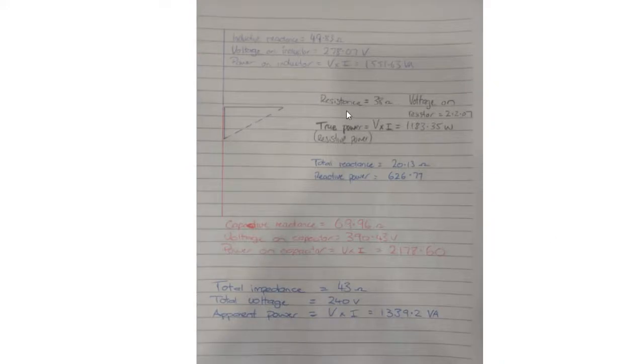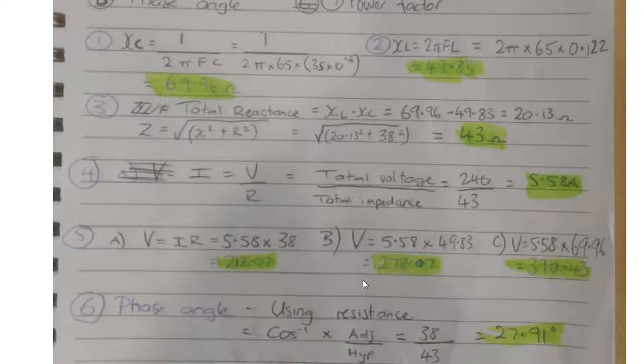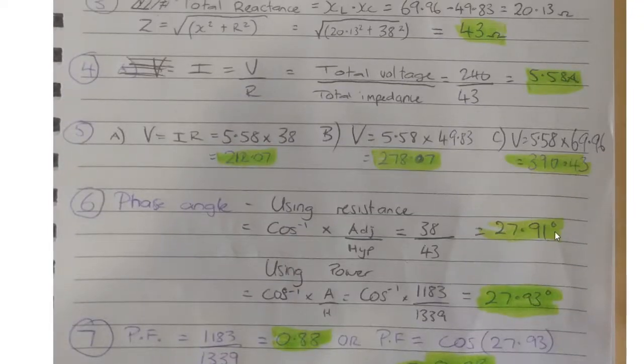Let's just have another look at where I've got those values from. 38 is the resistance here, so that's the horizontal side of this triangle. 43 is my hypotenuse, so I've worked that out earlier. That's our total impedance, right? 43 ohms across there. So we're using inverse cos of that side and that side to give us the value of this angle here. That's my phase angle, the angle between those two lines. When I do that, it gives me a value of 27.91 degrees.